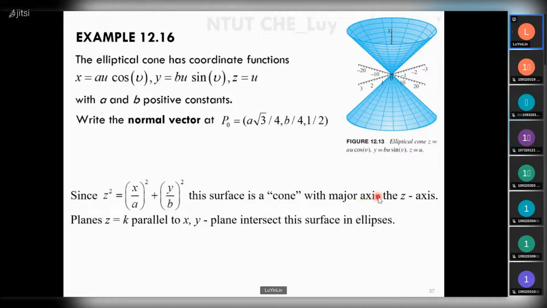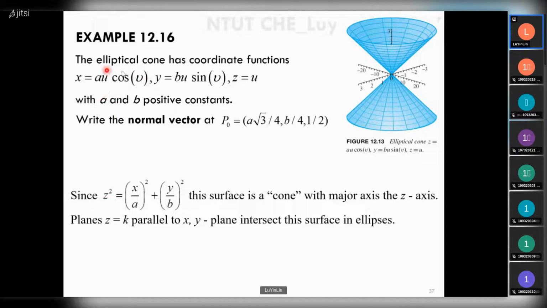First, let's see why it is called a cone. The functions x, y, z you can see here. Please see if these three functions fit this equation. You can check. Z is u, right? So z squared means u squared.